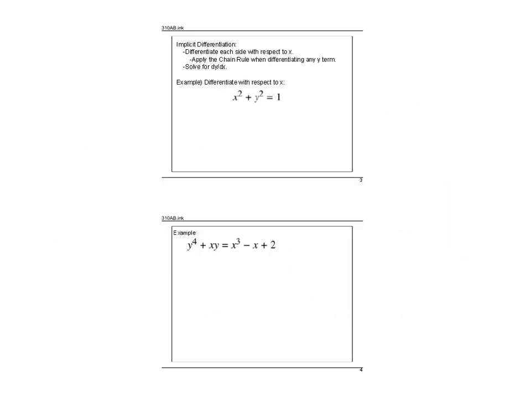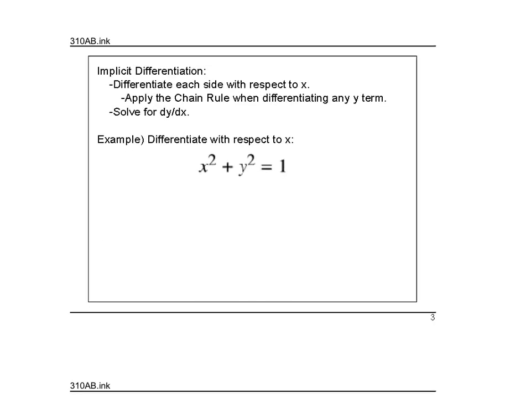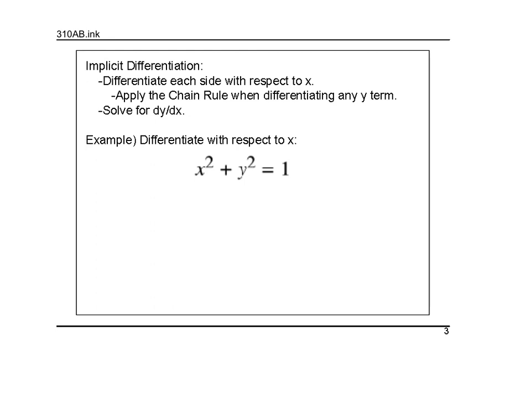Okay, so let's take a look at our first example. So our implicit differentiation, there's 3 steps. Differentiate each side with respect to x. Apply the chain rule when differentiating the y term. So attach dy over dx. Okay. Finally, solve for dy over dx. Our final answer should say dy over dx equals everything else.